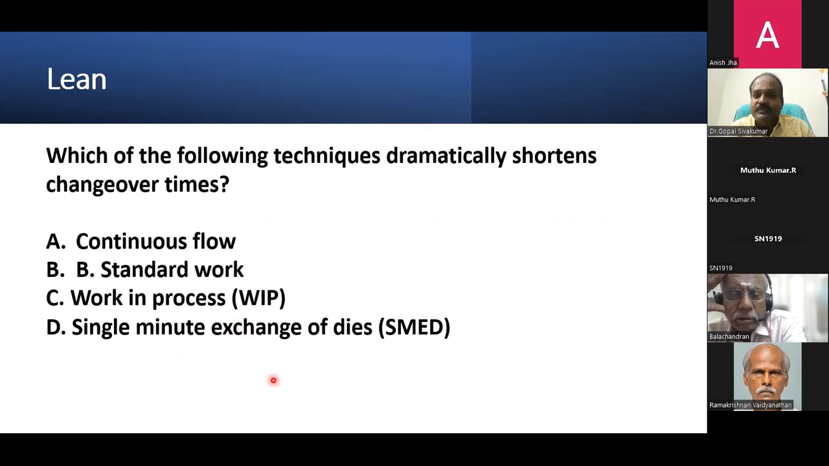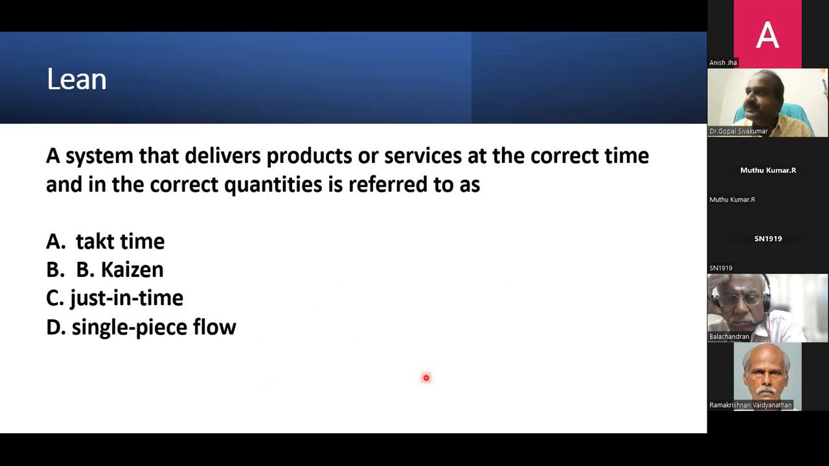SMED. Single minute exchange of dies. Very good. Identify the external activity and internal activity, and try to convert some of the internal activities into external, and then try to minimize the cycle time of the internal activities, and your changeover time will be reduced. So the answer is SMED.